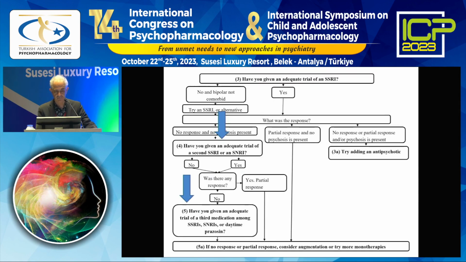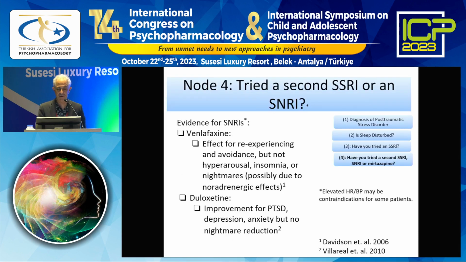Okay, let's move to the left side of this second half of the algorithm, where we're considering people who failed on the first SSRI. And what do we recommend you try next? Well, we would recommend try another SSRI, or you could try an SNRI, and both of them have controlled trials, venlafaxine and duloxetine, or at least 2 of the 3 SNRIs we have available in the United States, have this positive data.